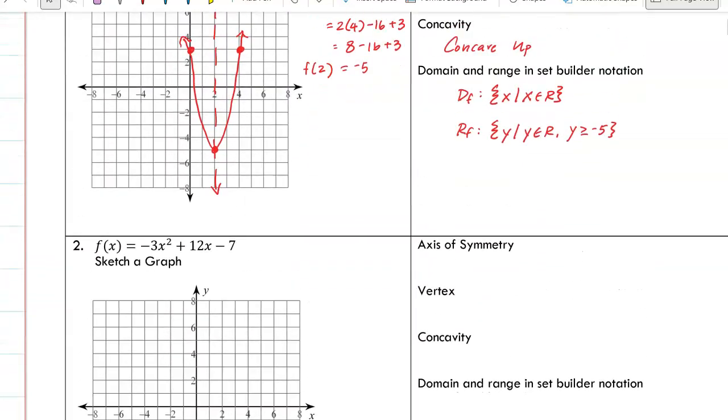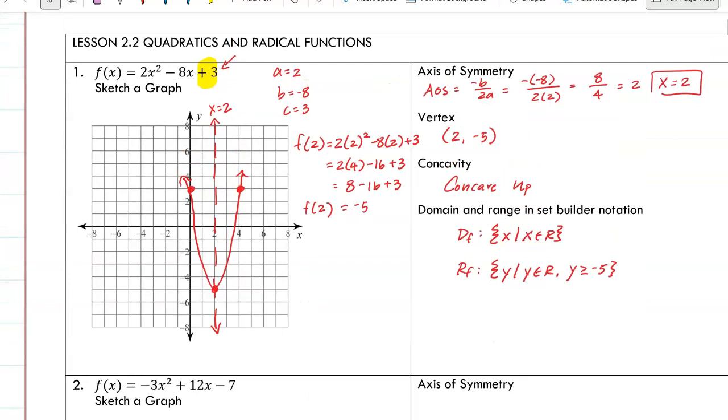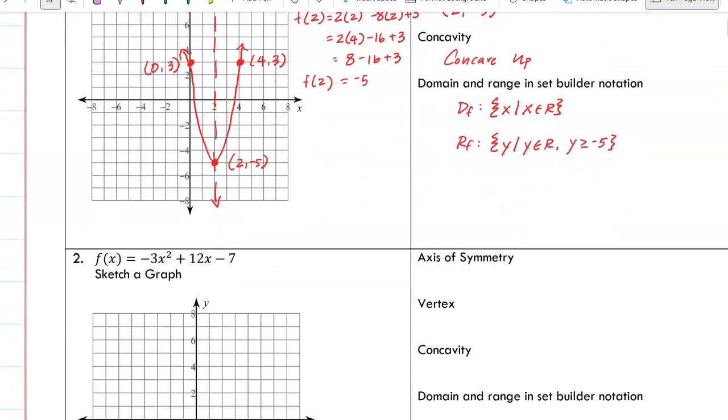Now, if you want to go ahead and label all your points, that's fine. I mean, that helps me out. 2 comma negative 5. You can 4 comma 3. And 0 comma 3. And that is a beautifully sketched graph right there, okay?